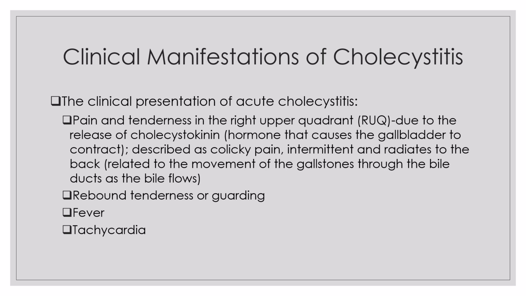So some clinical manifestations of cholecystitis. The clinical presentation of acute cholecystitis includes pain and tenderness in the right upper quadrant, and this is due to the release of what we call cholecystokinin. And this is a hormone that will cause the gallbladder to contract. So after this cholecystokinin is released, the patient will develop what we term colicky pain.